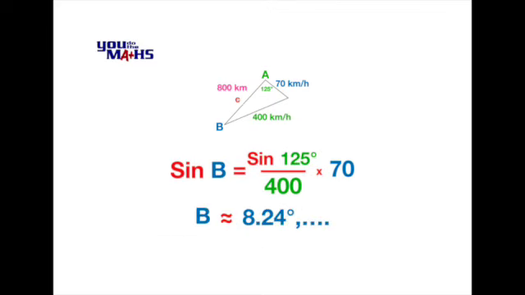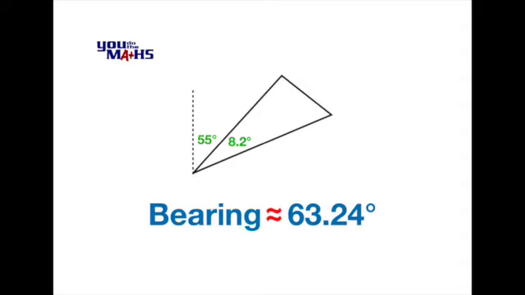Now, using the sine rule, we should always check for a second angle and then ask ourselves if it makes sense in the context of the triangle and the practical problem. In this case, the other angle would be 180 minus 8.24 degrees. Let's say it's approximately 172. Well, that isn't going to fit in the triangle we can see with the 125 degree angle, so we can ignore that. So our bearing is 55 plus 8.24 degrees, which comes to 63.24 degrees.